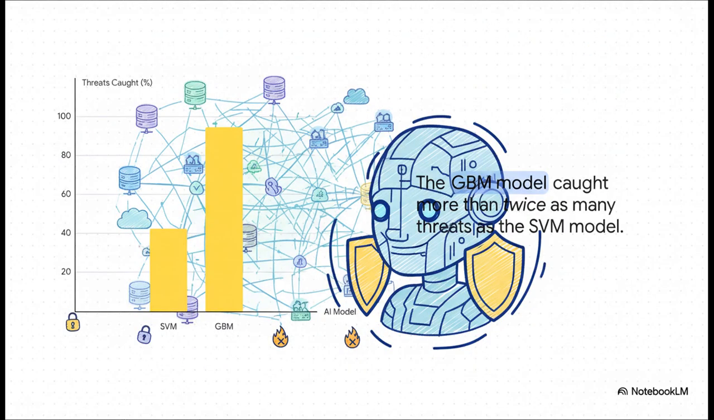Look at this chart right here. This is a metric called recall. All that means is, what percentage of actual attacks did the AI manage to catch? And the difference is just staggering. The SVM model, it only caught about 43% of the real threats. The GBM model, on the other hand, caught almost 95%. It was more than twice as good at its most important job.